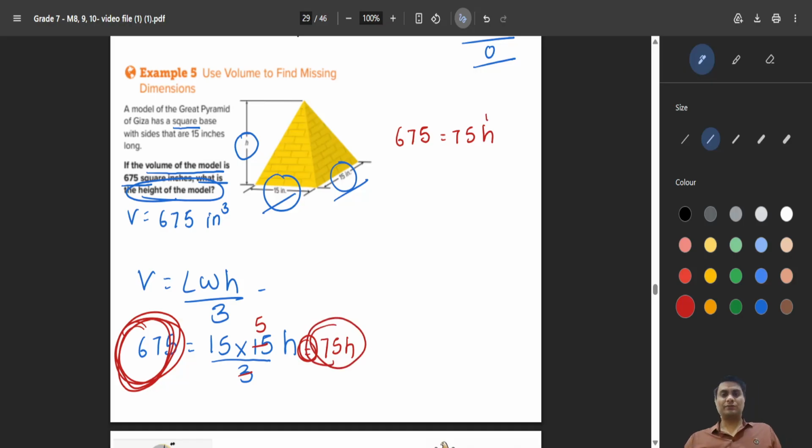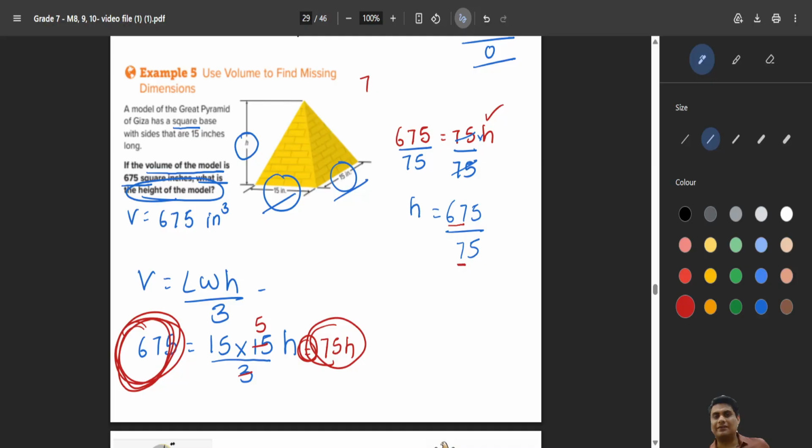Check here, 675 equal 75 h. Now we have to find the h, which means the 75 must be removed. What will I do? I have multiply between them, I told you before. So for multiply, we will do divide. So divide 75 on both the sides. Now 75 divide 75 khalas, so h equal 675 divide 75. Now you will think, Mr. Times, how much should I take? So do the same thing. You see 7 here, you see 67 here. 7 times how much gives you a number close to 67?